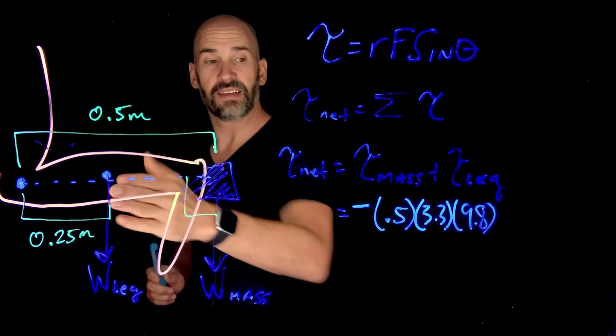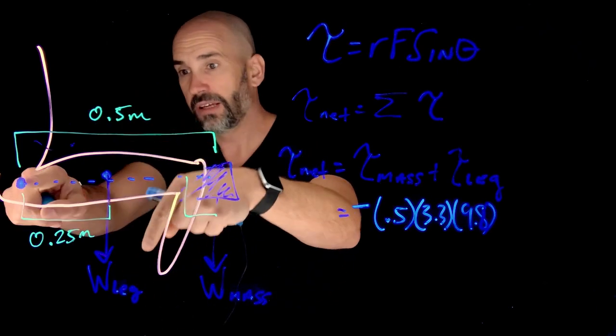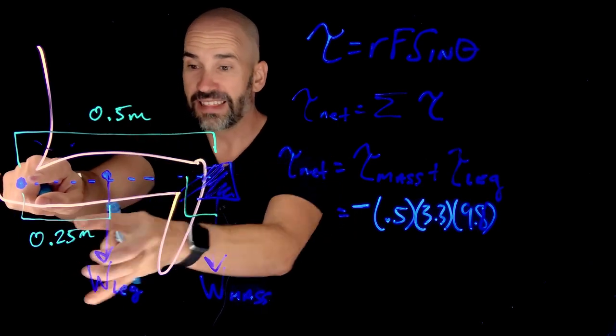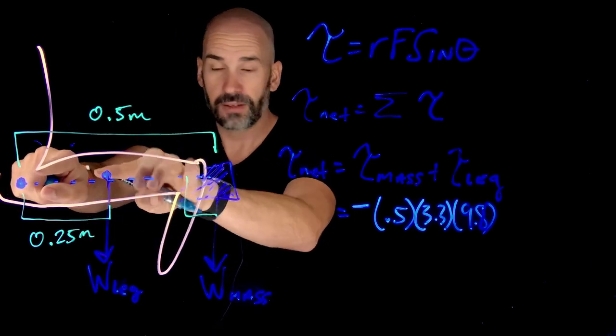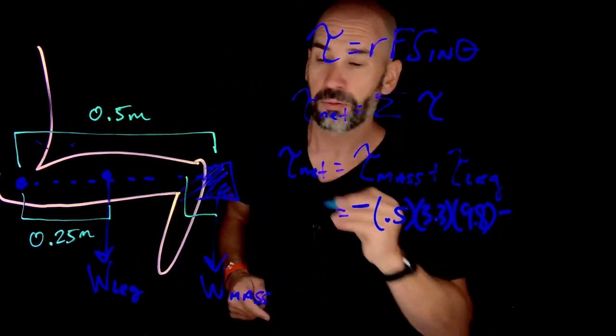What about the second guy? Well, again, what's the direction? It's pointing down. If this is our axis of rotation, this leg will want to rotate this way, right? Okay, in other words, clockwise. In other words, this will be negative again, right?